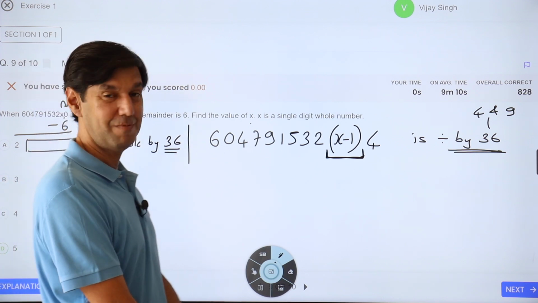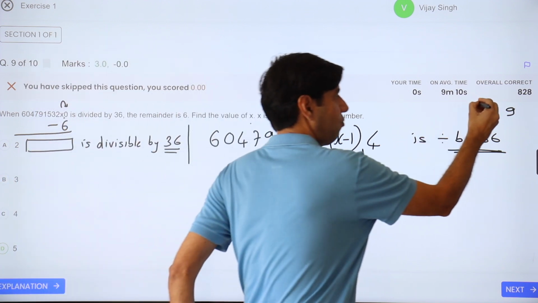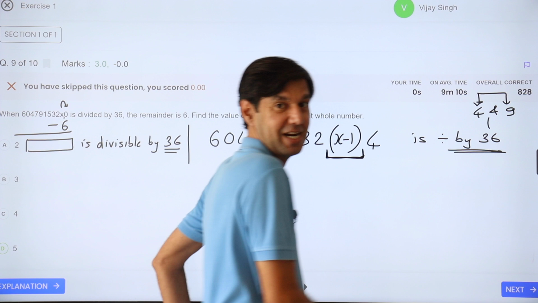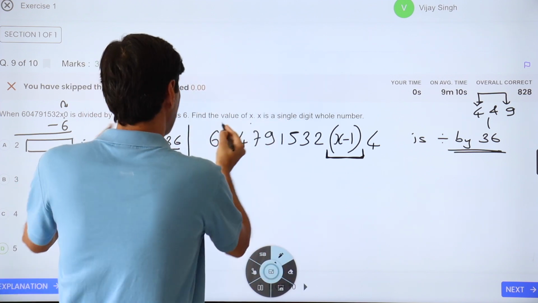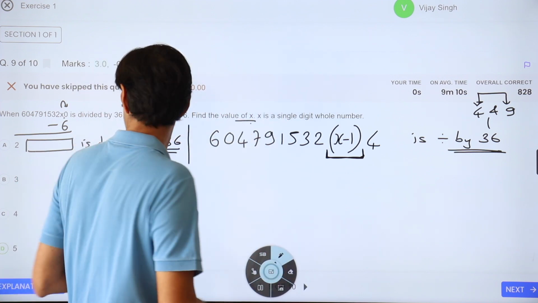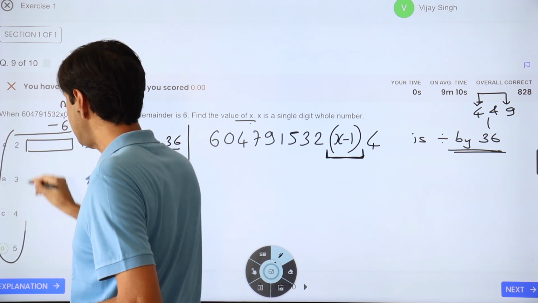So this is divisible by 4 as well as 9. They are co-prime. They don't have a common factor. So you can try now. And what is it asking? Find the value of x. So x values are given over here.